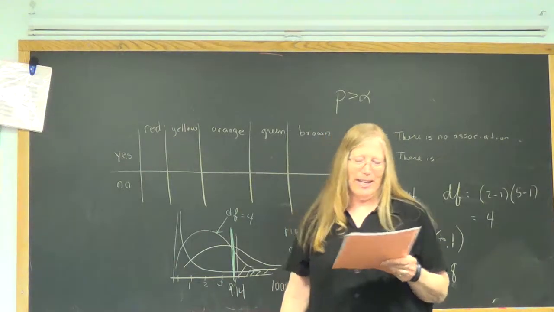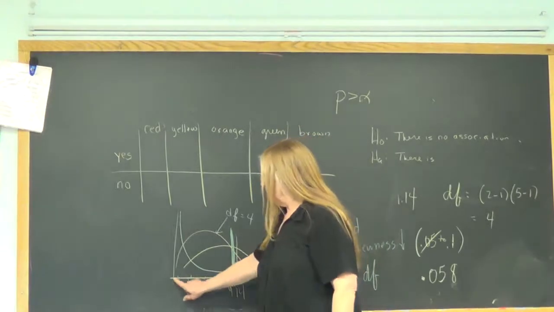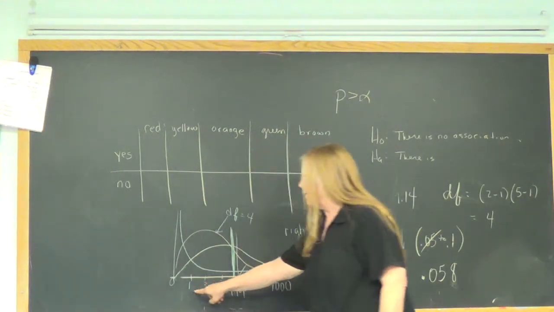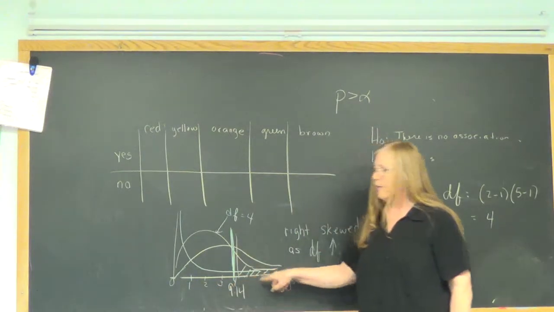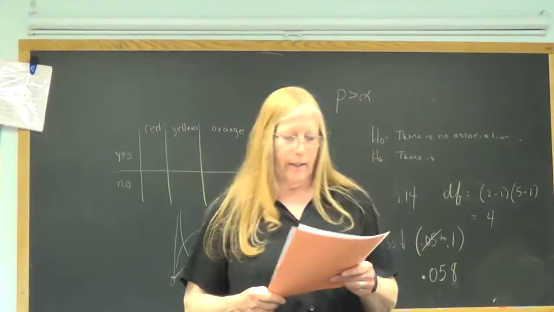Where is chi-squared negative? Nowhere. It is not negative. So notice here, it's 0 at the beginning, but that doesn't count. And notice the chi-squared is 1, 2, 3, 4. It doesn't work like the normal curve or the T distribution.